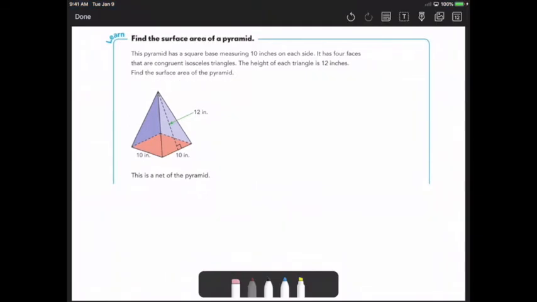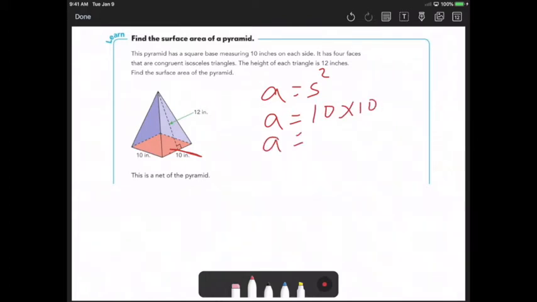So for the first one here, I can see that this down here is the square. So the area for the square will equal side squared. We have 10, so area equals 10 times 10. It is not 10 times 2. So that area will equal 100 inches squared. That is going to be for the square.